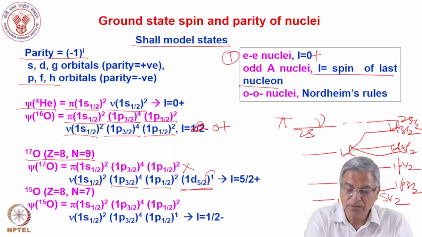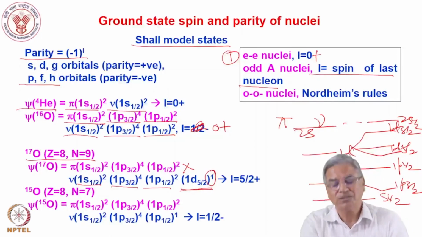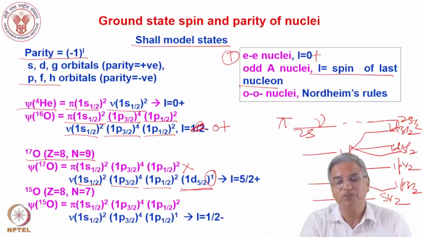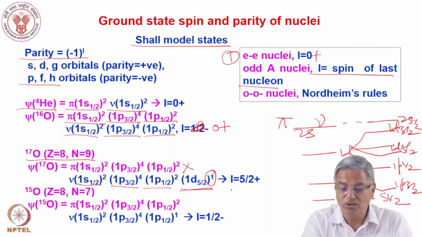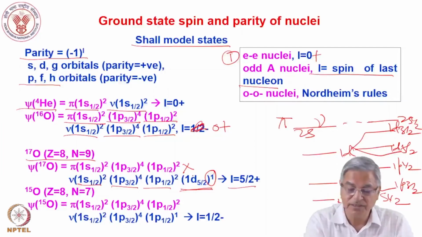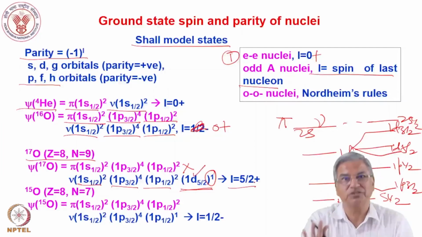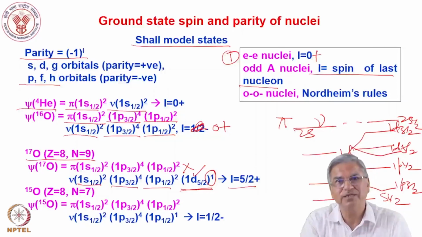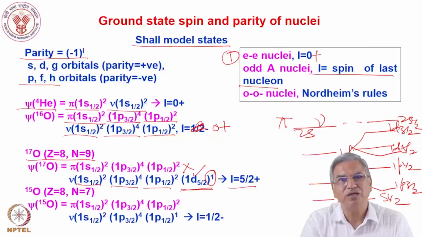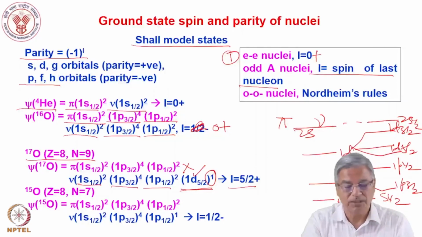So the spin, the J value of the last occupied orbital, will be the spin of that particular nucleus. So I equal to 5/2. Since it is a d orbital, it is 5/2 plus. So that is how we calculate the spin and parity of the ground state of a nucleus.